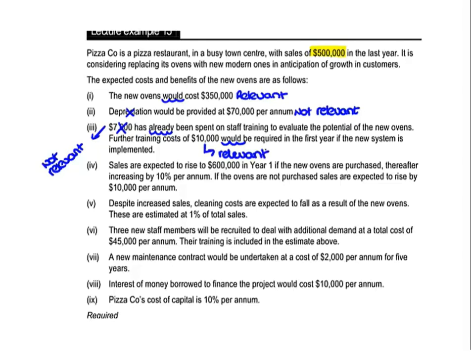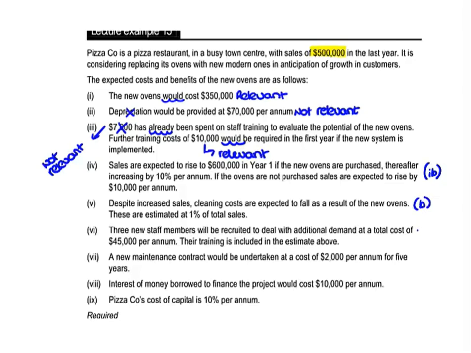Sales then are expected to rise. Well, we're going to need that for part B. So we'll come back to that in a moment because that's not in the list of relevant costs. Cleaning costs as well, that's going to be in part B.